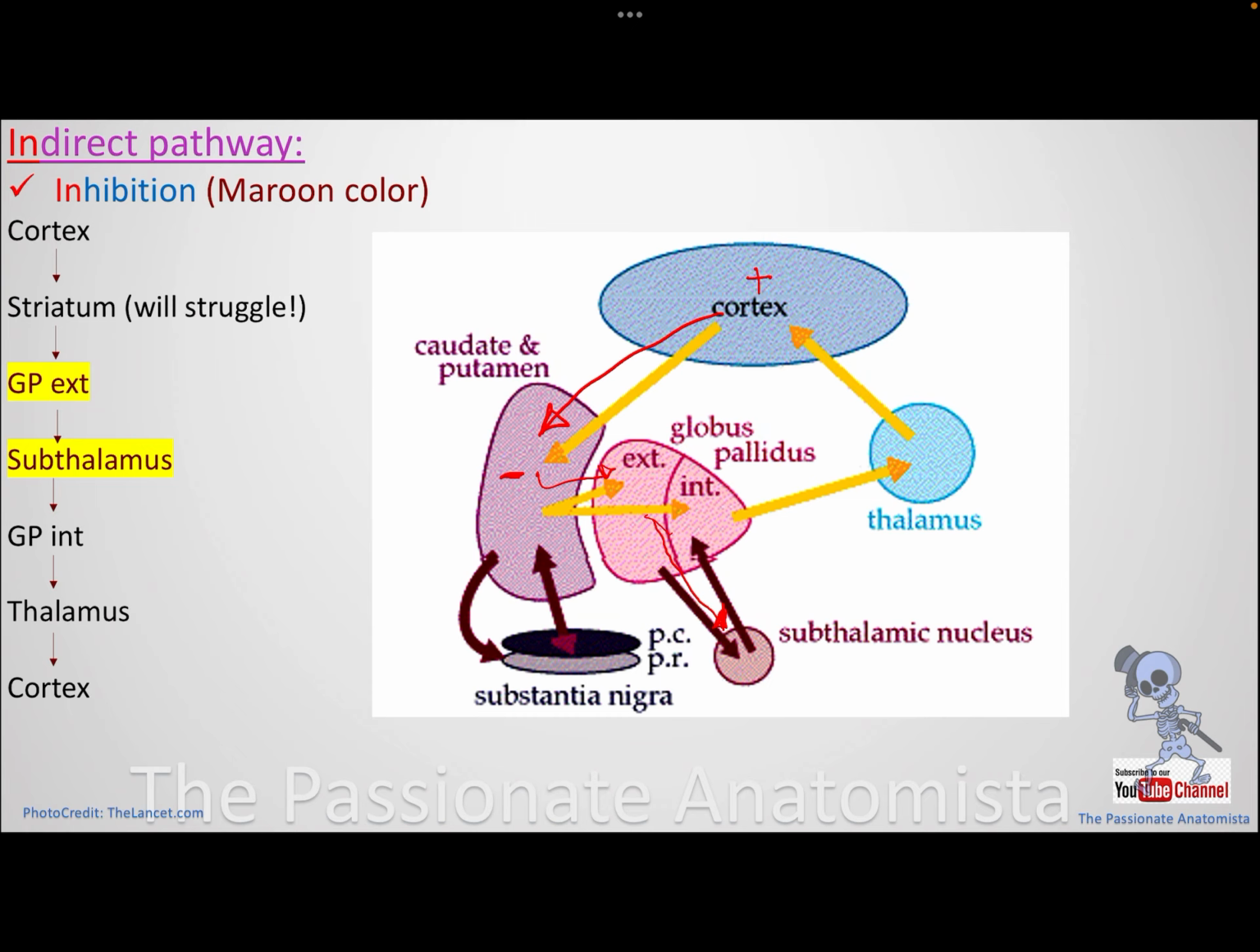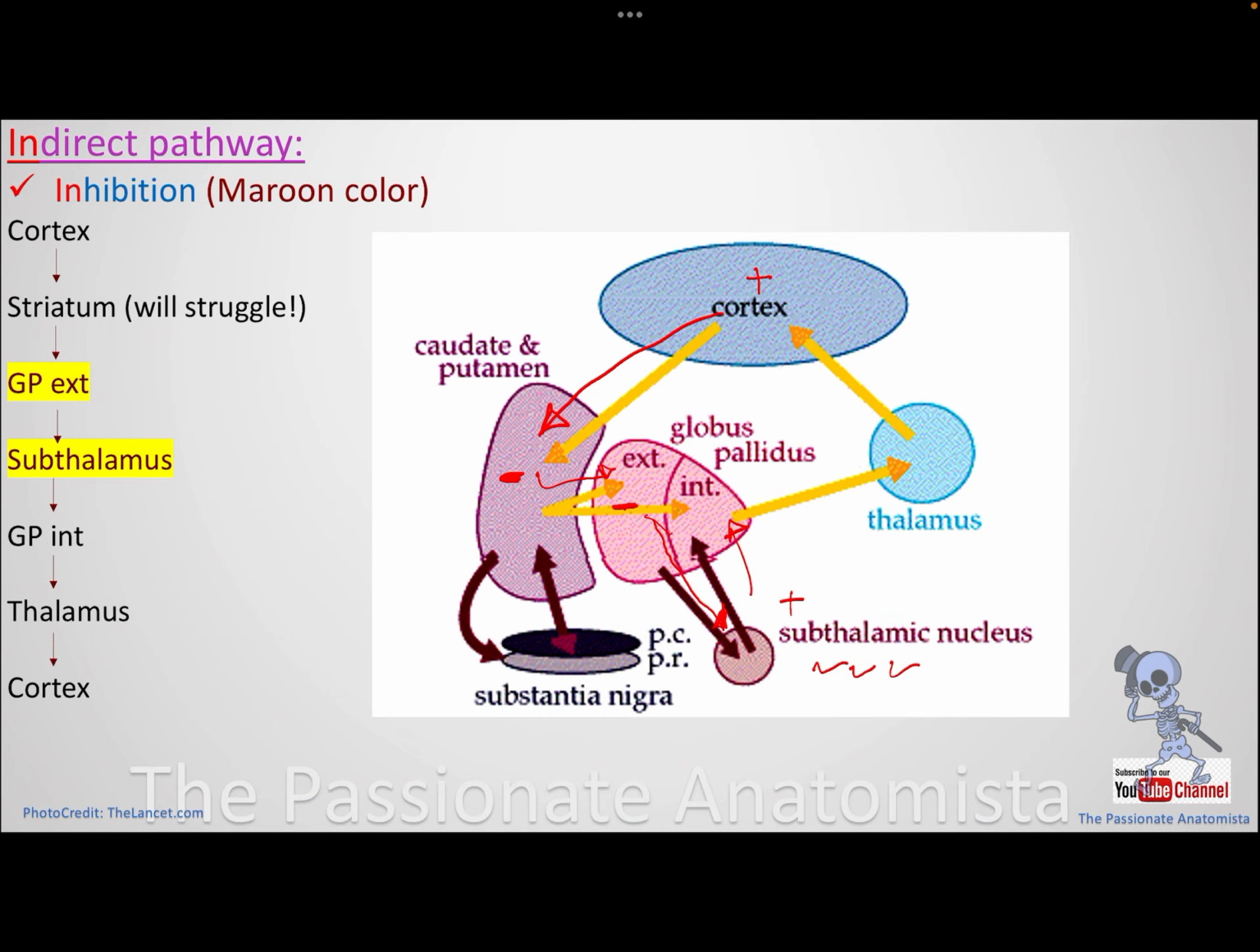Externus will tell them, okay guys, I got your back, I will send the inhibition you are sending me to the subthalamus. So your inhibition is going to inhibit me, and inhibition on inhibition is going to excite the subthalamic nucleus. So now I can stop your inhibition from going to the internus, and your inhibition and my inhibition are going to cancel each other's, and we will redirect it to the subthalamic nucleus. Subthalamic nucleus is excitatory in nature. It will go ahead and excite the internus.